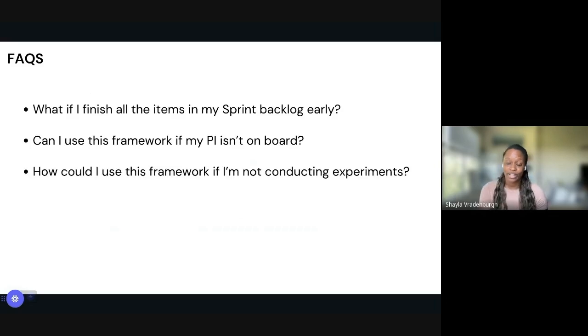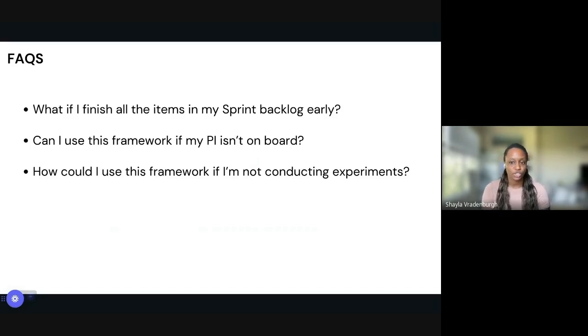How could I use this framework if I'm not conducting experiments? So in the Scrum for Scientists framework that I modified, I did have experiments in mind. But the beauty of Scrum is that it's used for a million different things in the field of project management, and you can use it for any work that you're trying to accomplish in your academic research. So what I would recommend changing if you're trying to use a Scrum for Scientists methodology for something other than experiments is mostly just adjusting the duration of your sprint.